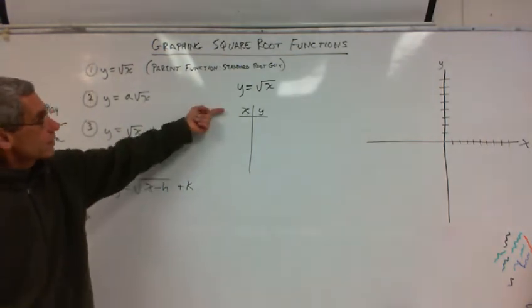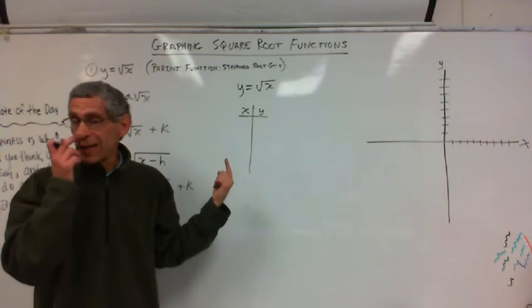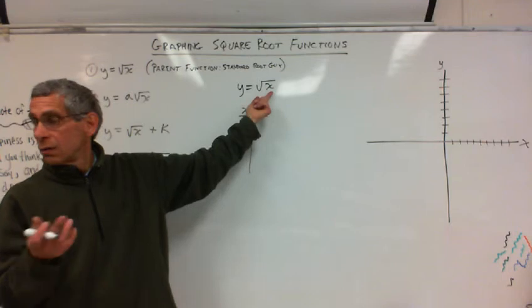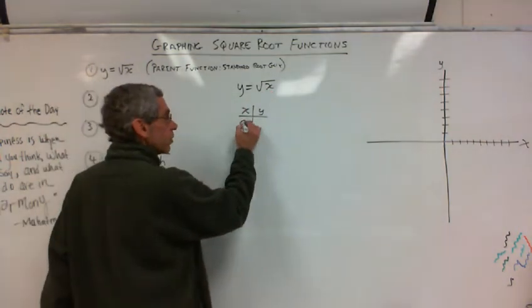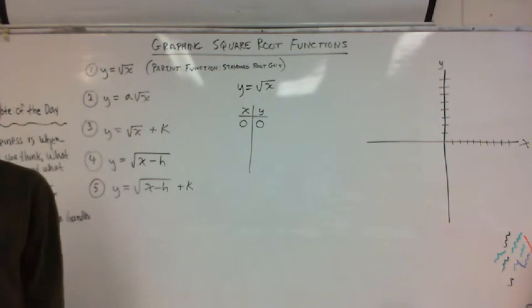But for one of these, let's choose our easiest points for x. If I did 0, that would work. What's the square root of 0? 0. So if x were 0, the square root of 0 is 0. So y would be 0. That is easy.